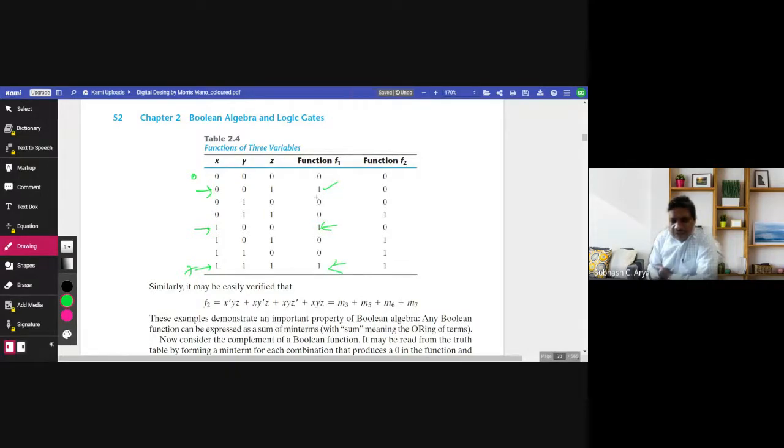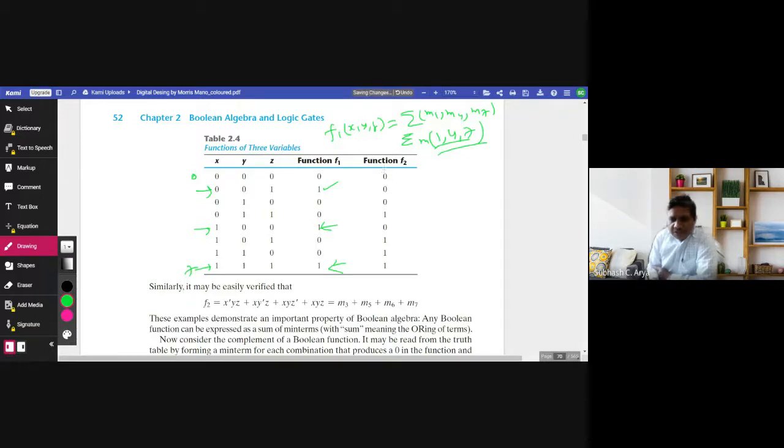Whenever we write the function F1, we write F1 of X, Y, Z is equal to, in short form, m1, this is 4, m4, and the last one m7. Or more conveniently, simply 1, 4, 7. It means these are the minterms.